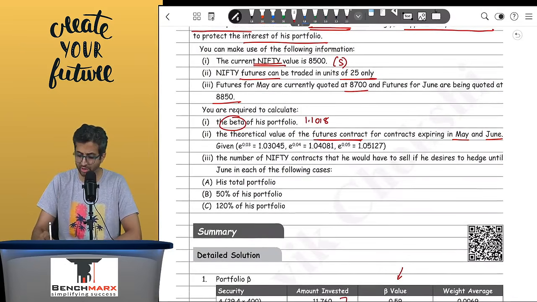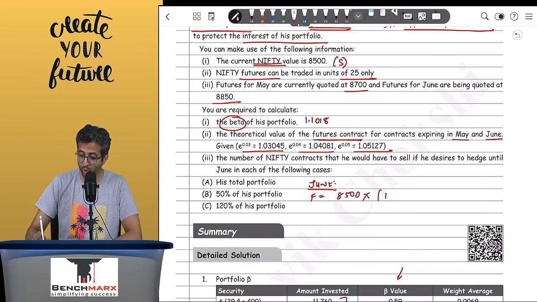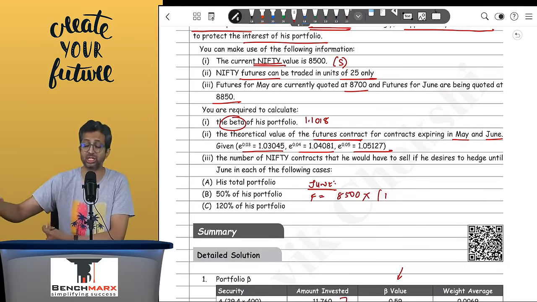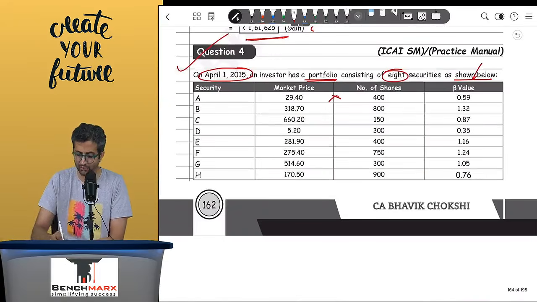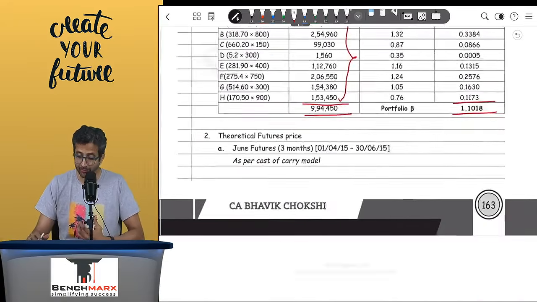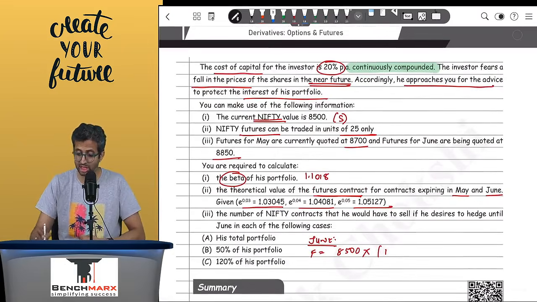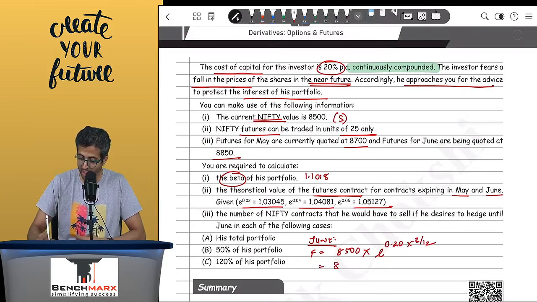Now the second part says calculate the theoretical value of the futures contract for contracts expiring both in May and in June, and we are given the e raised to 0.03, 0.04 and 0.05 values. Now let us say if I were to take the June contract as a base, the futures is equal to the spot, which is 8,500 into 1 plus usually R, that is 20%, into let us say 3 by 12. Today you are sitting on 1st of April, so the June contract is 3 months away. However, we have been clearly given that this is continuous compounded, and hence this is equal to S into e raised to Rn. So what is e raised to R? So this is 0.20 into 3 by 12. So this is going to be 8,500 into e raised to 0.05.